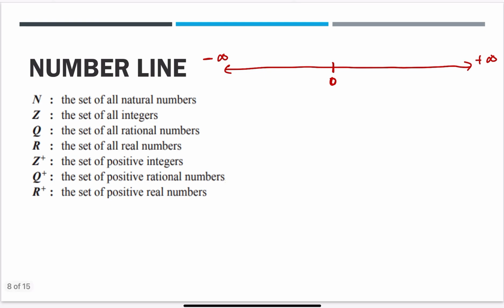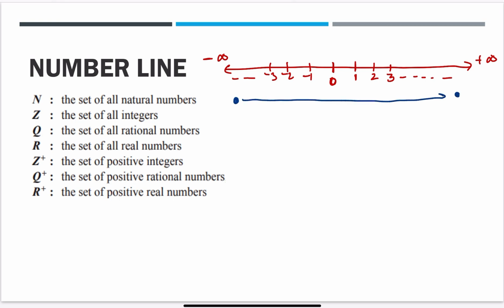If you see here, 1 is written here, 2 is written here, 3, and the numbers go on increasing till infinity, right? And if we come on the left side, -1, -2, -3, and so on, right? I hope this is clear. So if I go from left to right, the numbers are increasing.